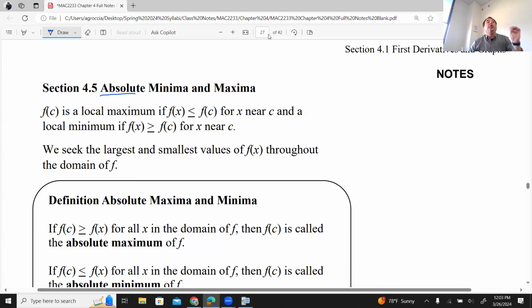Absolute means you are the highest point in the entire graph. Absolute means you are the lowest point in the entire graph. So I'm going to just draw a picture, just making it up. Okay, so there's a picture. I just totally made it up. Notice that just by looking at the graph, there are 1, 2, 3, 4, 5 extrema. Are we okay? There are 5 extrema.